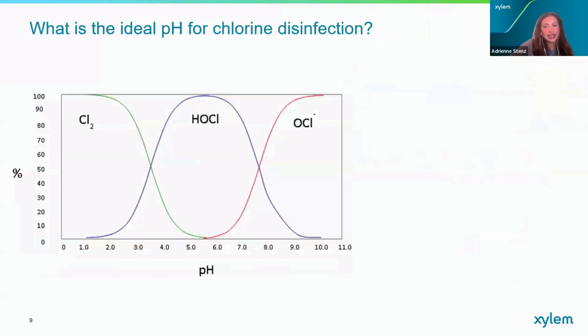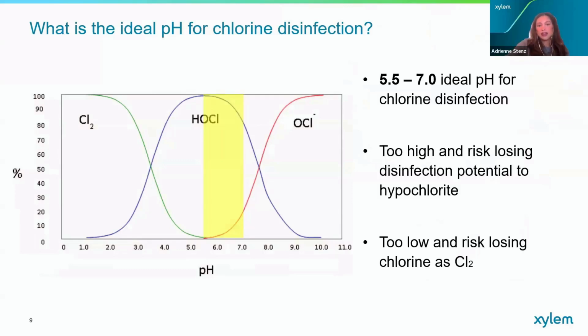So what exactly is that pH that's used for chlorine disinfection? Here's a look at a graph that shows pH and the percent of each form of chlorine that exists. The ideal pH for chlorine disinfection is generally considered to be between 5.5 and 7.